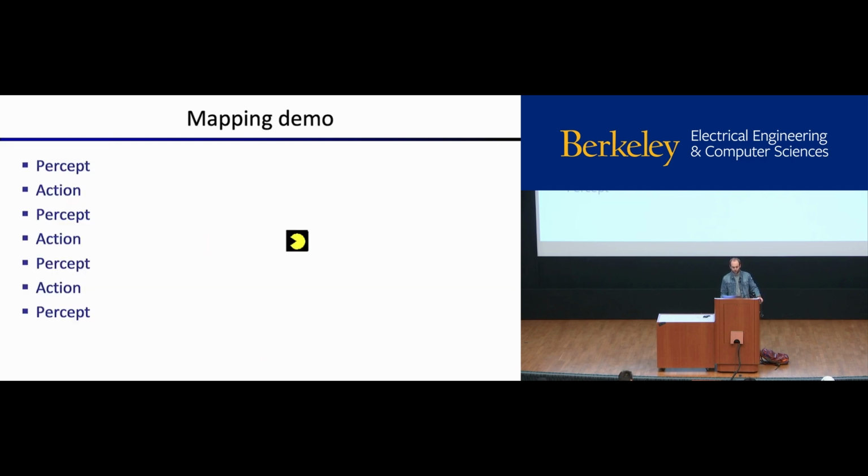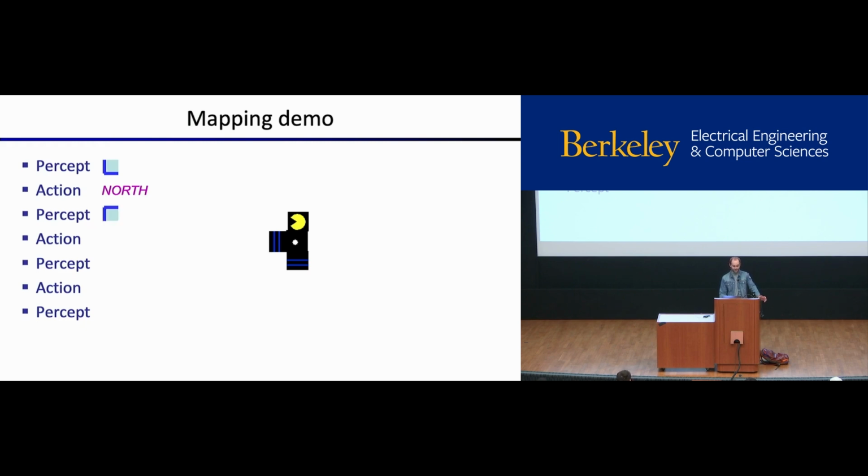So here's a demo. We start out here. The percept is block to the west, true, block to the south, true, block to the north, false, block to the east, false. Okay, so there are walls there, and there aren't walls just above and to the right. And now the action is north. Okay, so now we know that Pacman is going to have moved north relative to his initial location because he wasn't blocked.